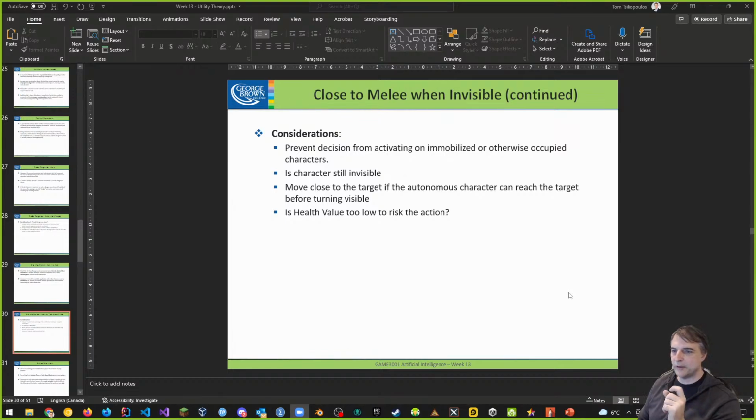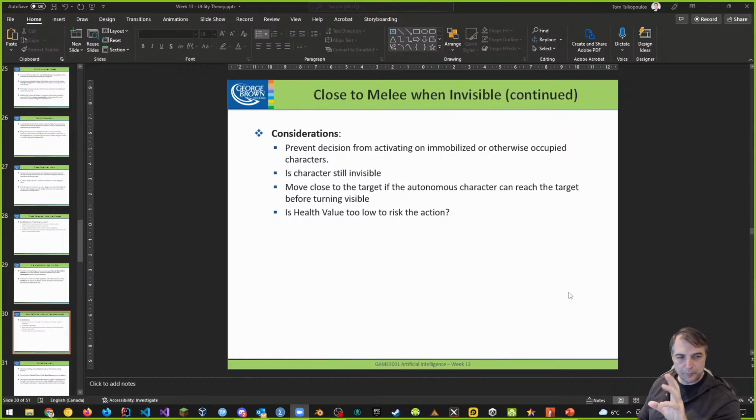Or let's suppose I'm doing some kind of stealth attack. I'm an autonomous character, and you know what? I'm going to go from an area that's dark to an area that's light. I may not make it to the target before I become visible again. I become detectable, right? How about the other one? Is my health value as an autonomous character too low to risk this kind of action? These are all things we have to consider.